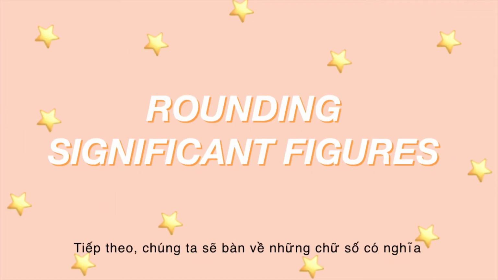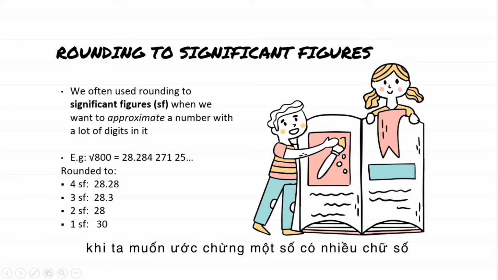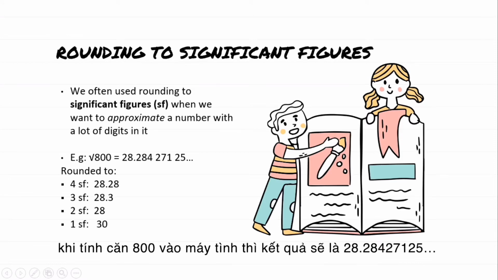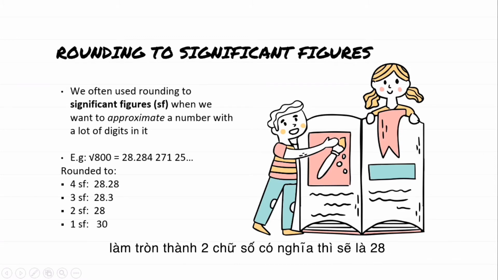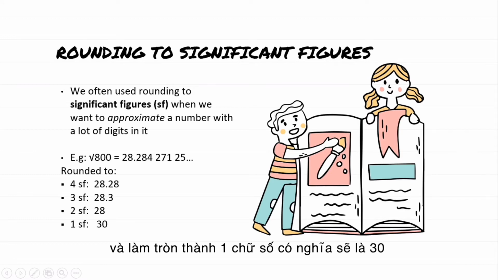Let's move on to dealing with significant figures. We often use rounding to significant figures when we want to approximate a number with a lot of digits in it, such as population or the area of a country. Now, if you put the square root of 800 into your calculator, the result will be 28.28427125 etc. If we were to round that result to 4 significant figures, we would get 28.28. When rounding to 3 significant figures, it would give us 28.3. Rounding to 2 significant figures would give us 28. And lastly, rounding to 1 significant figure would equal 30.